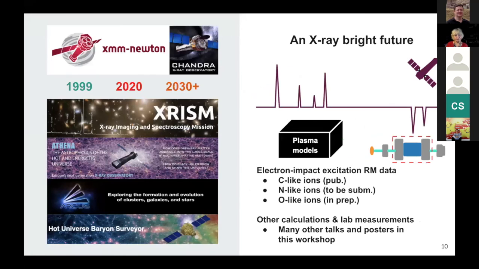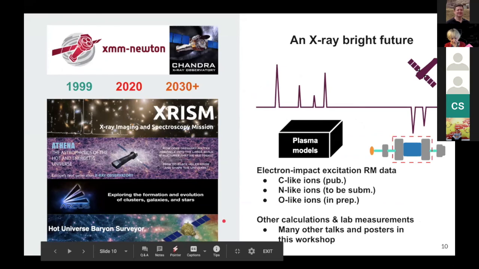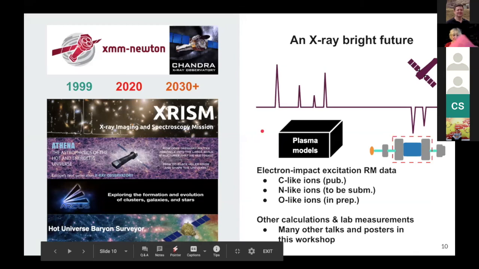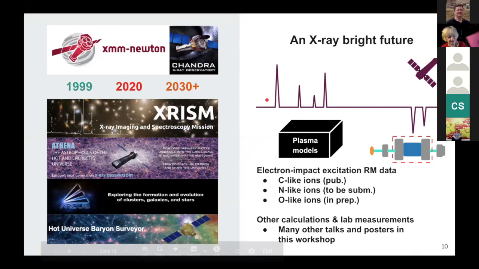So coming back to the golden age we are in, XRISM will be launched in a year or two, Athena in about 10 years, and Randall has been pushing ARCUS from the US side, and we are also pushing the mission called HUBS from China. If these new missions are new to you, feel free to ask me a question or check one of my backup slides.